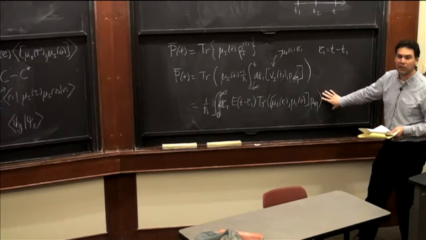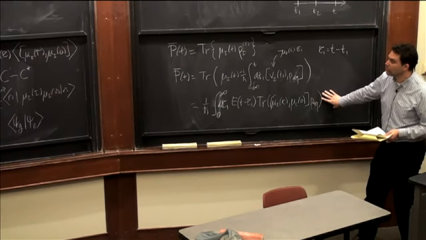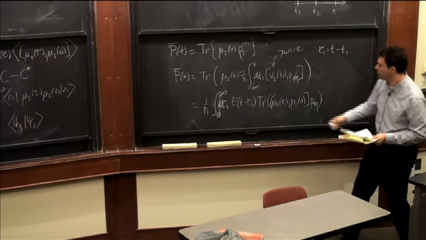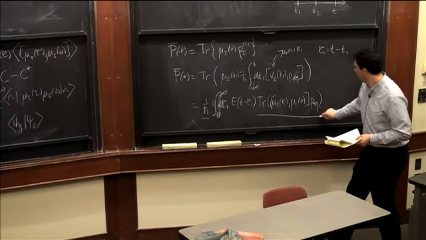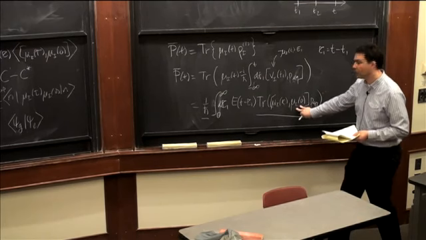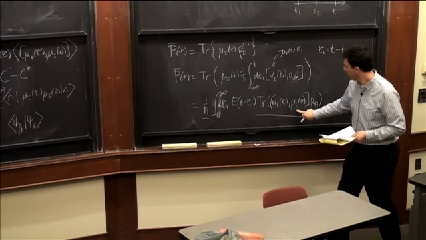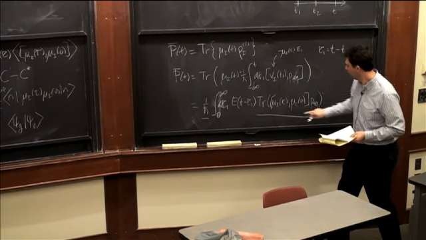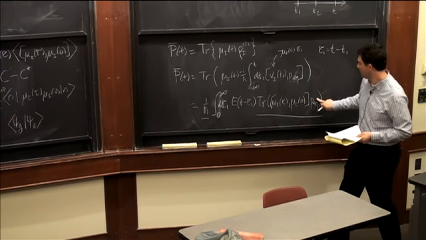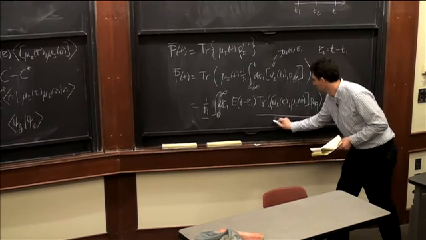Just by comparing these, you can see we recover what we expect as the response function. So this is i over h bar times the trace over the commutator of the dipole operator at time 0 and time t times the equilibrium density matrix. This is just the linear response function.